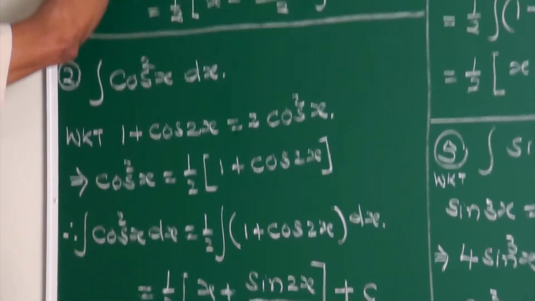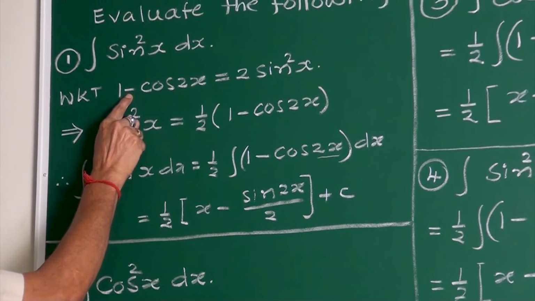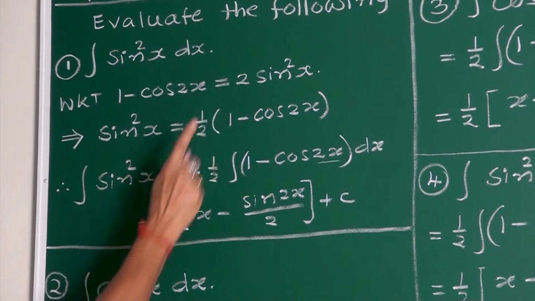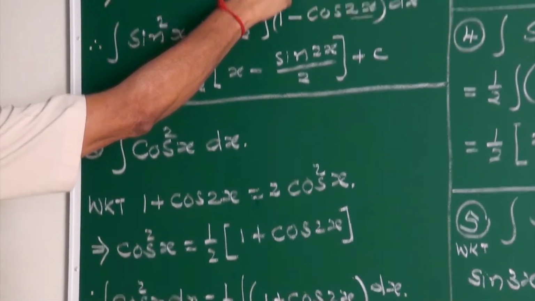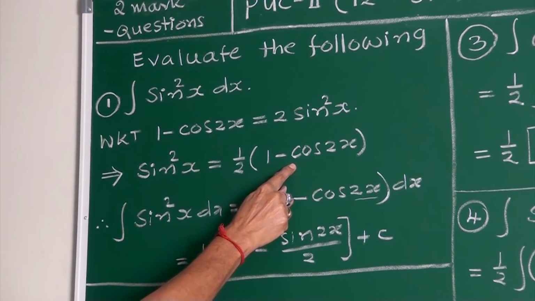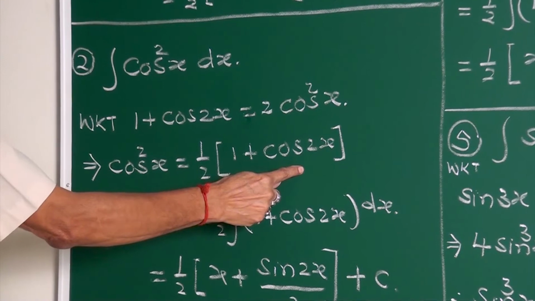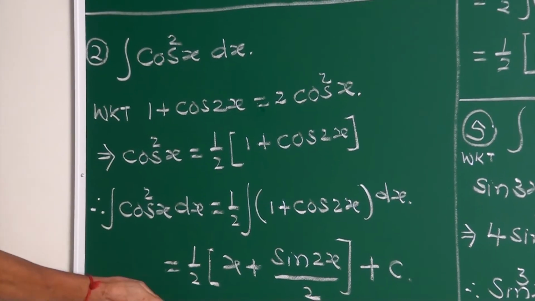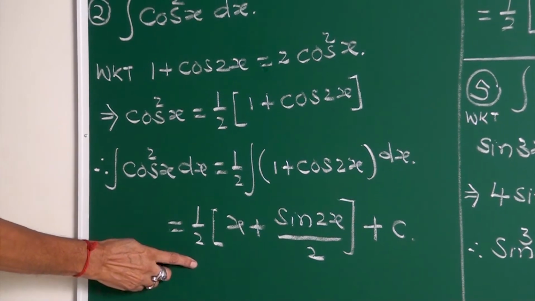Plus is always cos square, minus is always sine square. Therefore, my friends, in the case of sine square and cos square, only the sign is different. If it is minus, it is 2 sine square. If it is plus, 2 cos square. With the help of this, we can solve: sine square is 1 by 2 into 1 minus cos, cos square is 1 by 2 into 1 plus cos. Then you integrate both sides and you can get the respective integral value.